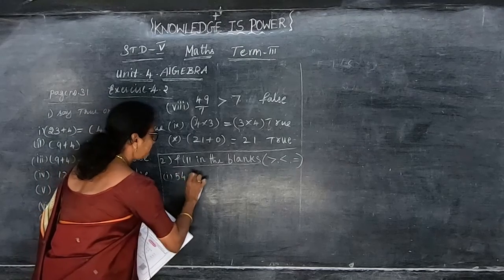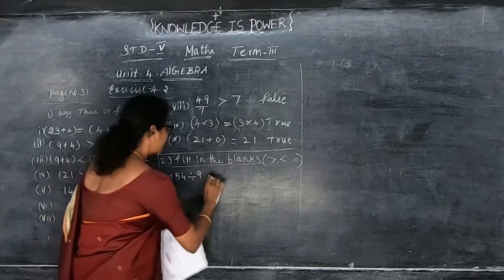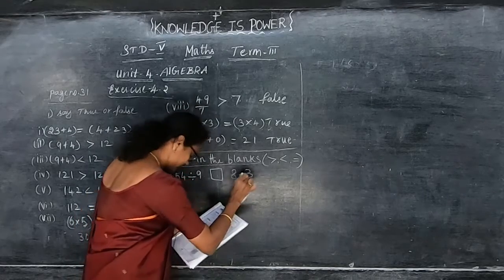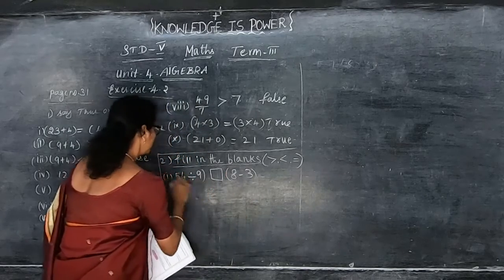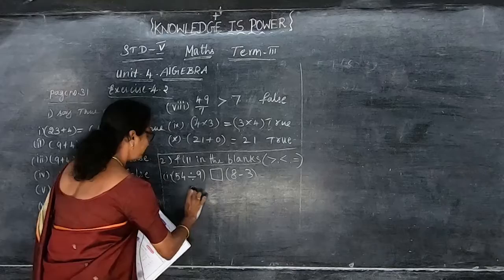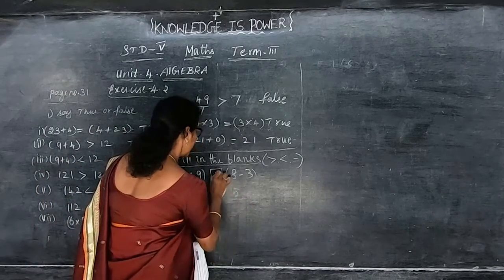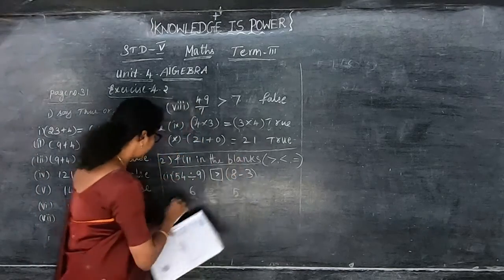54 divided by 9, box, 8 minus 3. So 8 minus 3 is what? 9 6s are 54, and 8 minus 5 is 3. So this is greater, so put the sign like this.